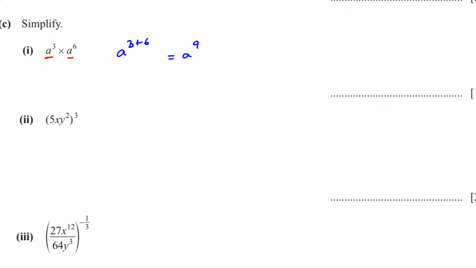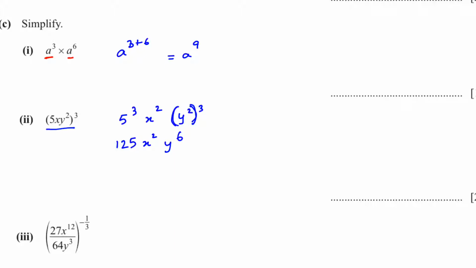If the power is in the bracket, like this question, that power 3 is for every term in the bracket. So it is 5 to the power of 3, x to the power of 3, and y squared to the power of 3. This will give us 125x cubed. If you have a power in a bracket, you multiply the powers. 2 multiplied by 3, 6. So y to the power of 6.